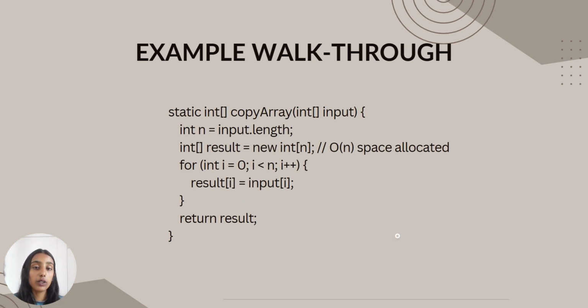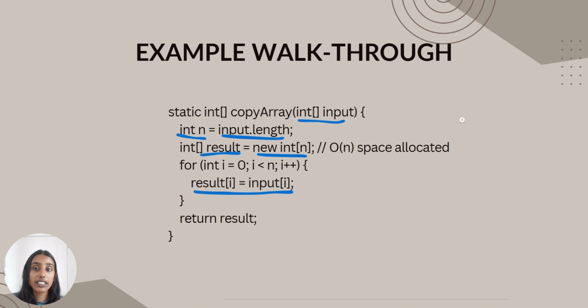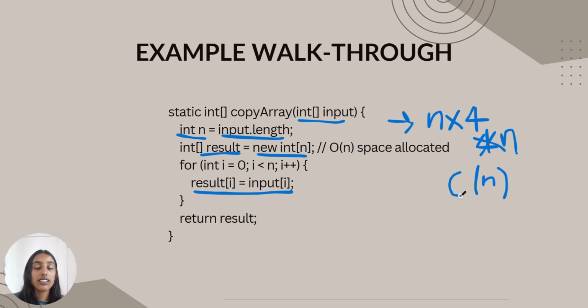Let's take a look at another example. Here I'll be copying an array. As an input, I have taken an array, and the length of it is stored in the n variable. Then I create a new array with the length of the input array. The memory of the new array depends on the input array. Let's assume that one integer needs 4 bytes, and there are n integers in this array. So the memory required for the new array would be n times 4, which is 4n, and we can ignore the constant 4. This means that this has a space complexity of O(n), because the memory required for the new array depends on the number of values in the input array.